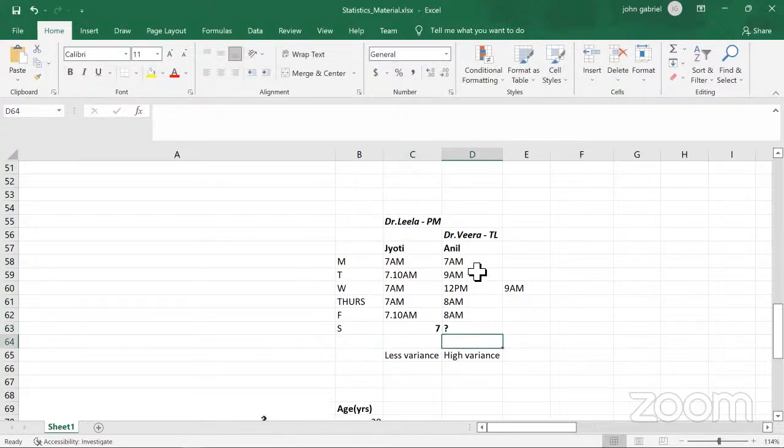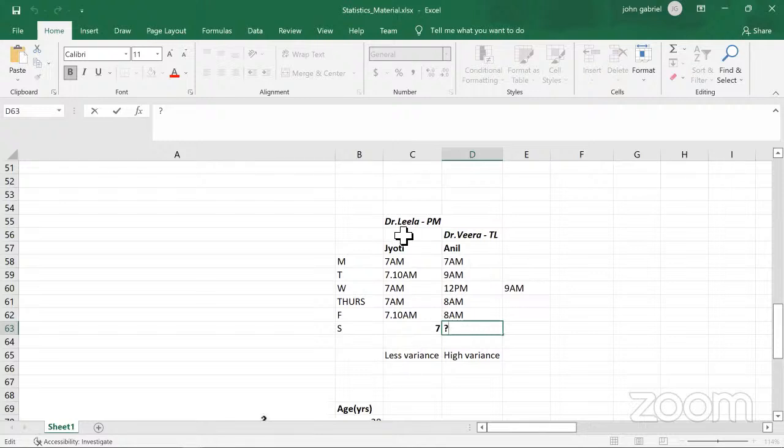Now let's take Anil here. On the other hand, Anil, Monday he's reaching the office at 7 o'clock, Tuesday at 9 a.m., Wednesday at 12 p.m., Thursday at 8 a.m., Friday at 8 a.m. Now, can you give a confident statement about when Anil is going to reach the office, the way you have given for Jyoti? Are you so sure? Maybe if you take the central value, an average of 9, you're still not sure about it. Why? Because every day it is different timings.